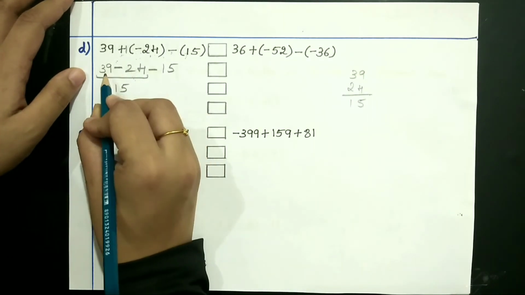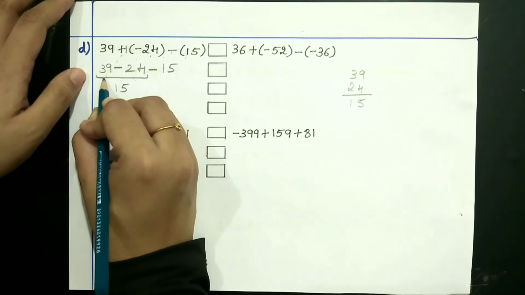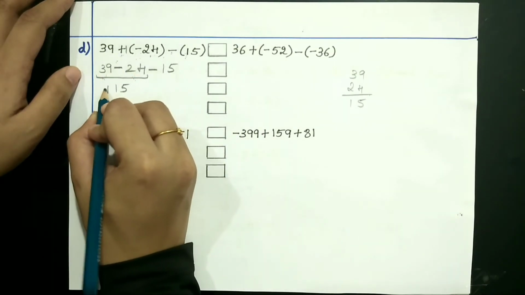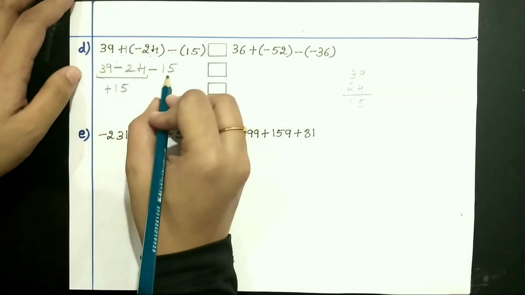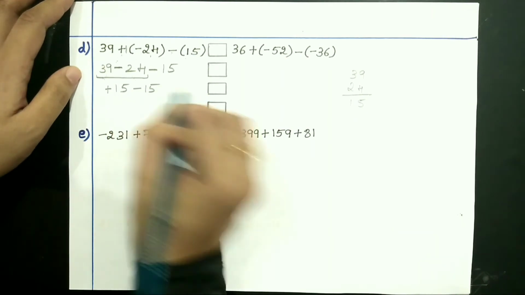And which sign you have to put? You have to put the sign of the greater number. 39 is greater, it is having plus sign. So let me put here plus 15. What is remaining? Minus 15 is remaining.